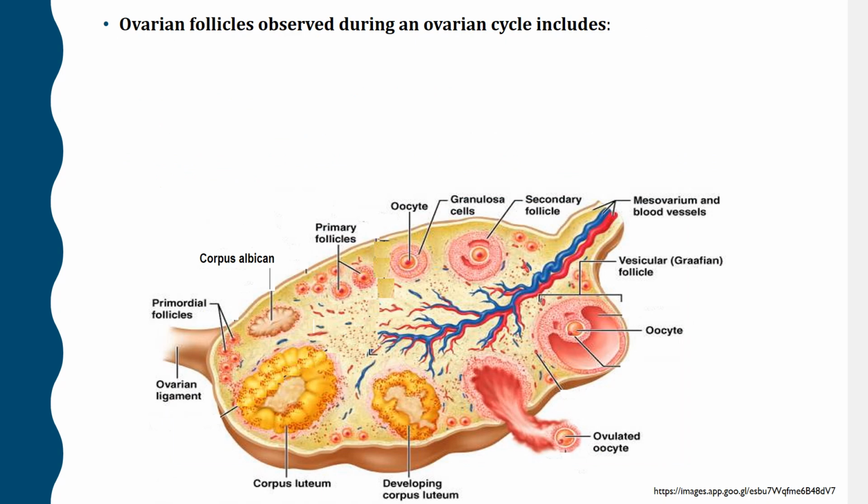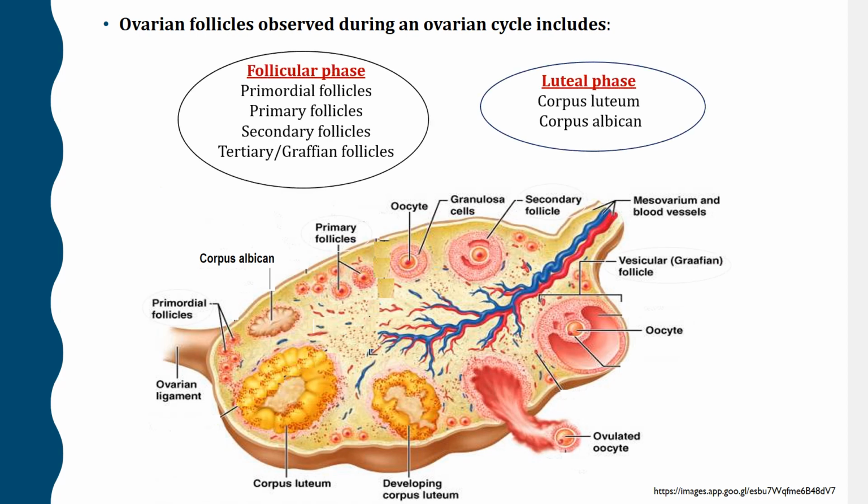This is showing you the cross section of the ovary with different stages of follicular development. The ovarian cycle is divided into the follicular phase and the luteal phase. The follicular phase usually starts off with the primordial follicles, which eventually develop into the primary, secondary, and finally the tertiary or Graafian follicles. Once the Graafian follicle ruptures, it will release the oocyte. Upon that, the luteal phase takes place with the development of the corpus luteum, which eventually ends up as the corpus albicans.